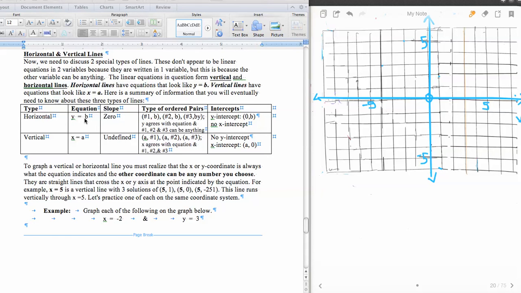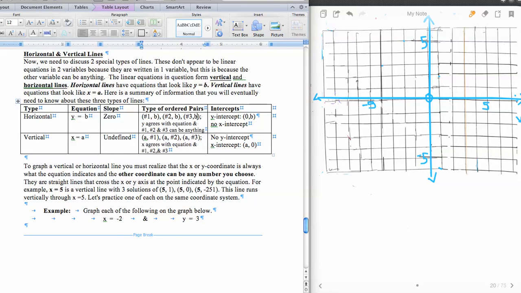So the equation y equals b, if we see that, we automatically need to think, oh, this is a horizontal line. And the slope of that line will be 0. That's coming up in the next section. And the types of ordered pairs that we're going to see on a horizontal line will have any x underneath the sun, and that's why you see a number 1, a number 2, and number 3 here. But every single value for our dependent will be b, which is whatever this constant is in the y. And then, of course, the y-intercept is (0, b) because you see that right in the equation, right?